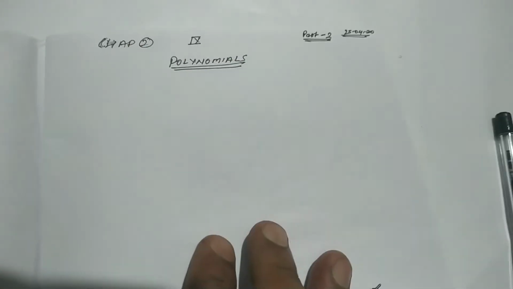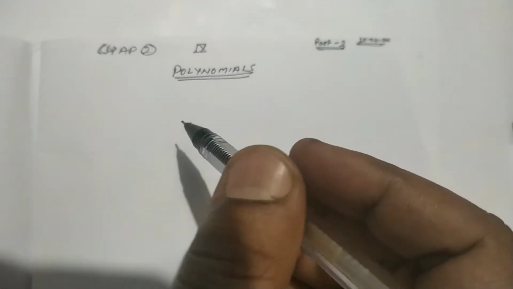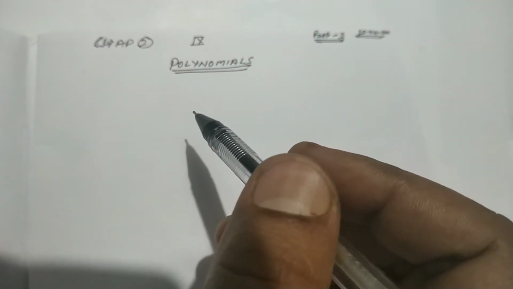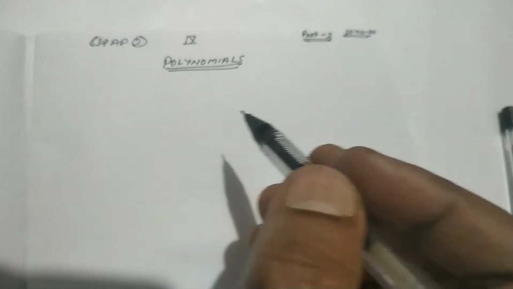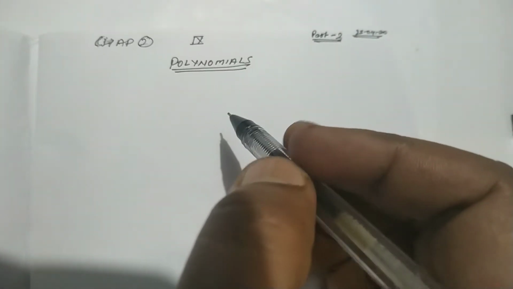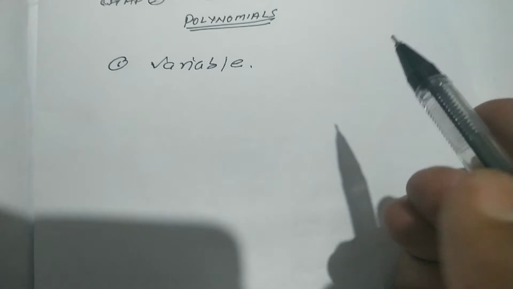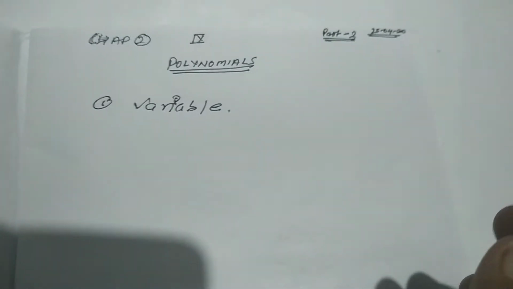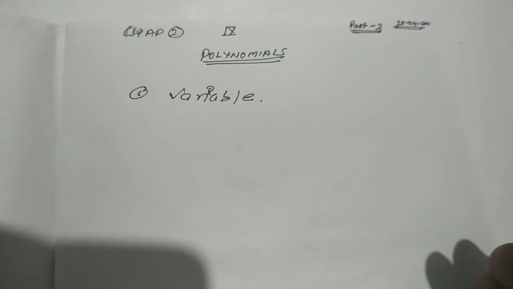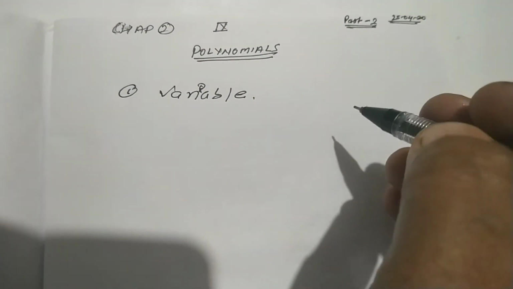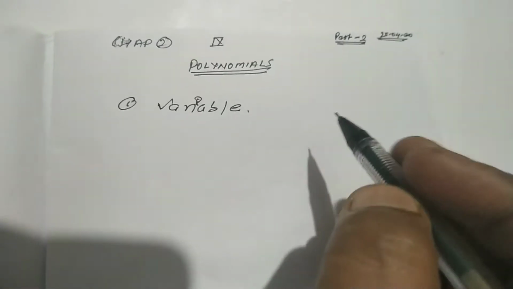In previous sessions we have discussed polynomials and the concepts we have to study in polynomials, and we discussed polynomials and terms. Students, the first thing we will discuss is the variable. You know what variables are. You have learned that x, y, z, which are used in algebraic expressions, are variables.